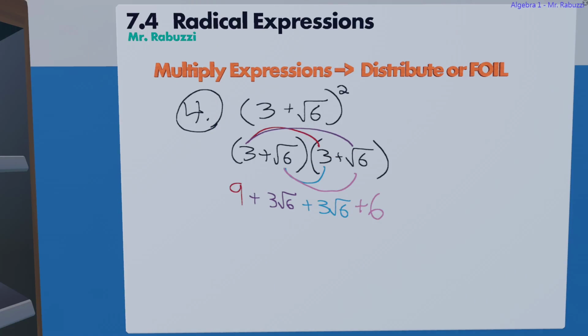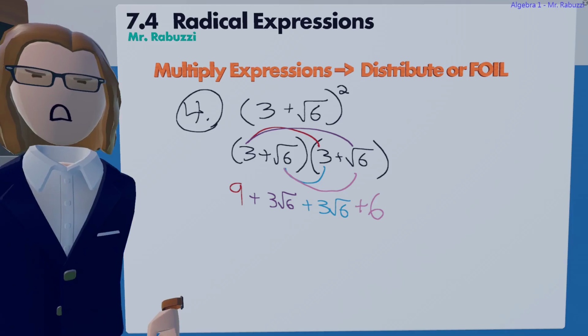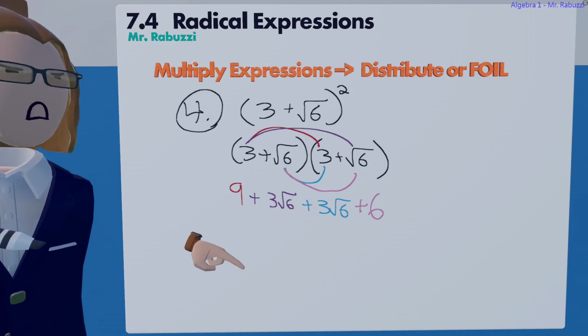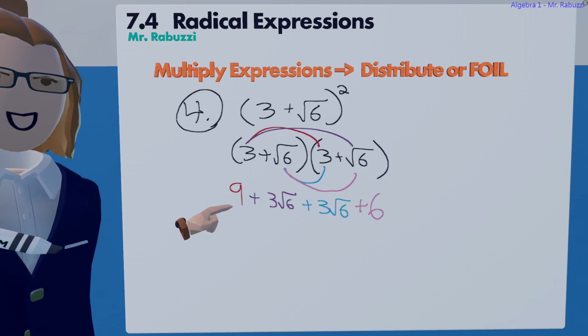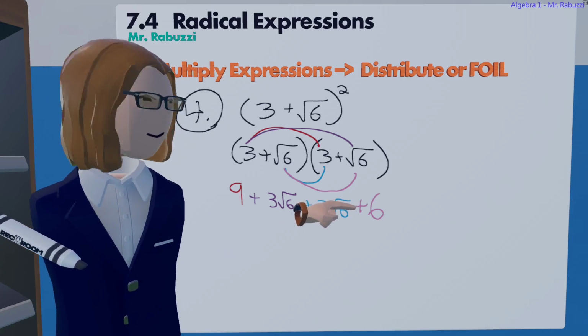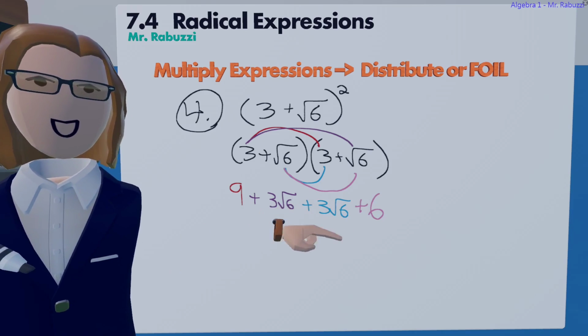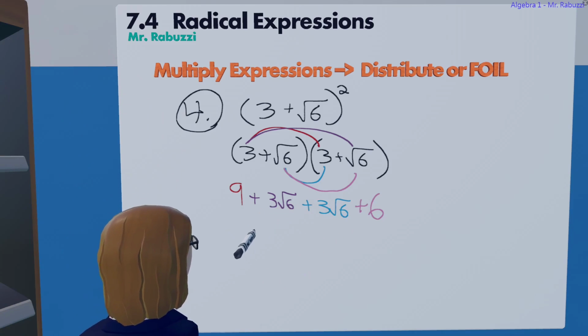So now we're going to add things together that can be added together. So we have right here a plain old number, 9. Do we have another plain old number? Yes, 6. So 9 plus 6, that works. We can do that. That is 15.